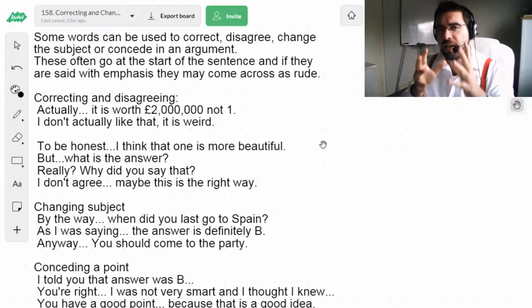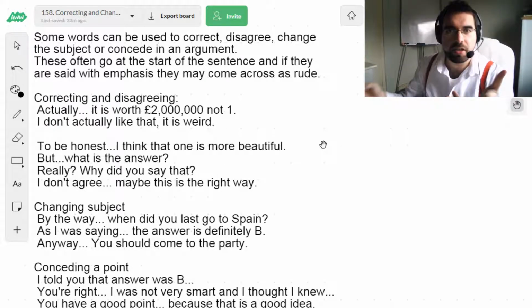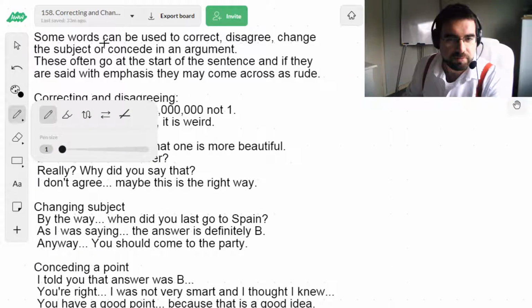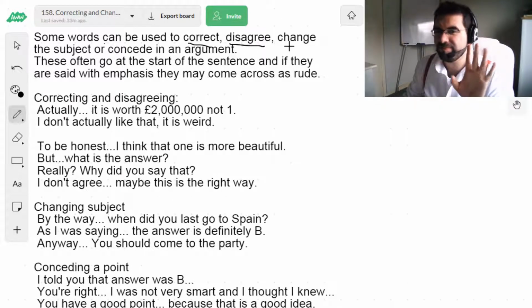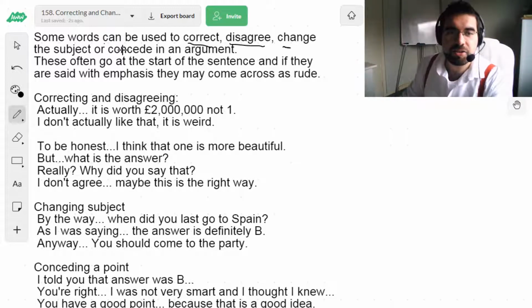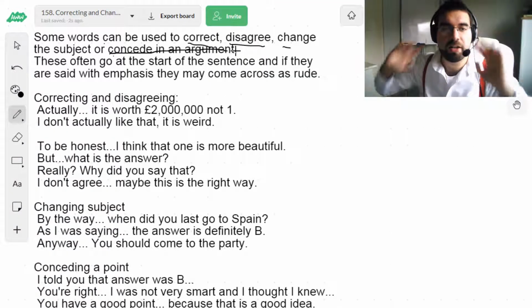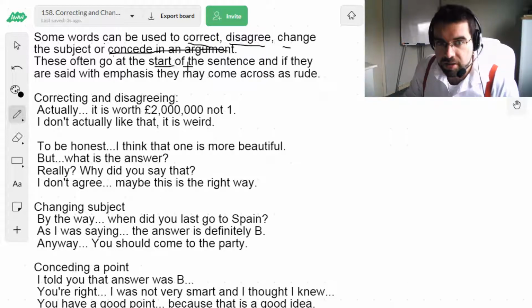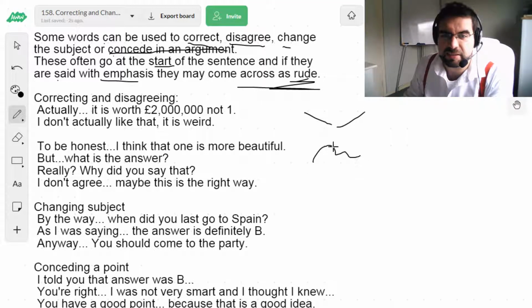Let's have a look at ways you can change the subject and correct people when talking. So look, some words can be used to correct, disagree, change the subject, or concede to an argument. Concede means giving up, surrendering an argument. These often go at the start of the sentence, and if they are said with emphasis, they can come across as rude if you say it too harshly.